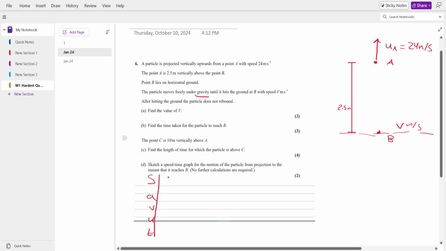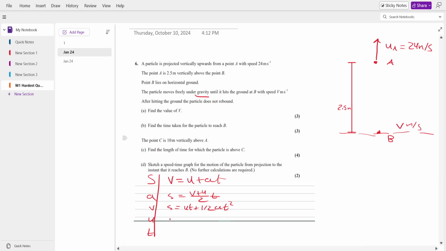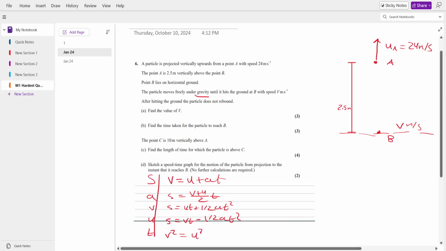So the equation that doesn't contain S is v equals u plus at. Similarly for a, it's s equals (v plus u) over 2 times time. For v, s equals ut plus half at squared. For u, s equals vt minus half at squared. And for t, it's v squared equals u squared plus 2as.